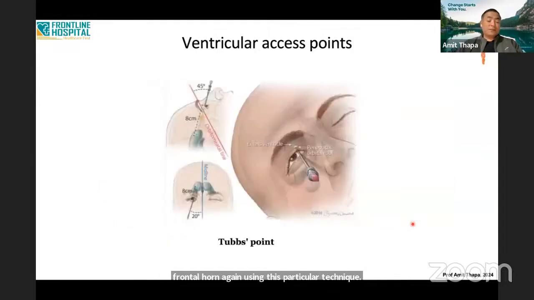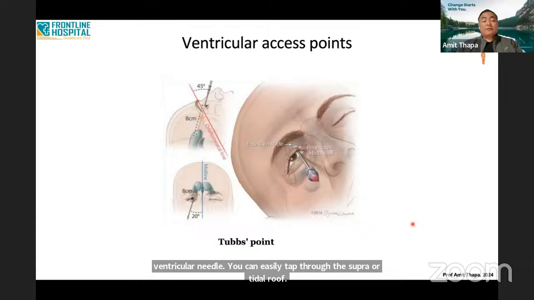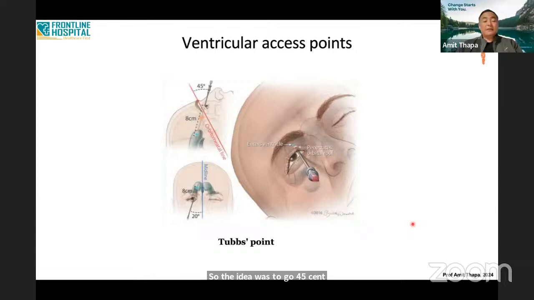And Tubbs' point is just for mention, because I don't think these approaches are done these days. But in the past it was one of the favorite techniques, because you don't have to use a drill. Just by using a ventricular needle, you can easily tap through the supraorbital roof. The idea was to go 45 degrees above the orbitomeatal line, targeting towards the midline. At 8 centimeter, you would be hitting the frontal horn. The problem was that orbital and eye injuries were very common. And since you are going through the ethmoid sinuses, problems of CSF rhinorrhea can come up later.